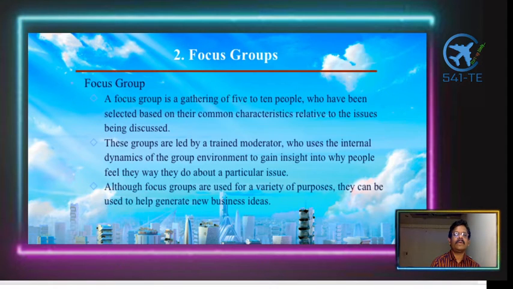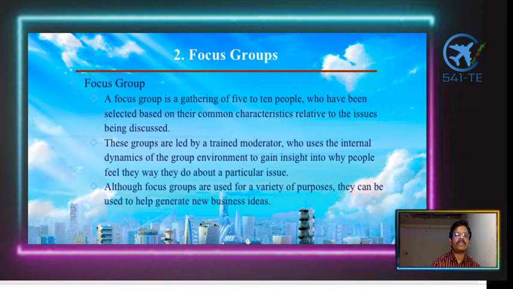Right. Now the second one, the focus group. A focus group is a gathering of 5 to 10 people who have been selected based on their common characteristics related to the issues being discussed or debated, because their specialization, qualification, experience, and subject knowledge are all taken into consideration to form a group. The group is led by a trained moderator who uses the dynamics of the group environment to gain insights into why people feel the way they do about a particular issue.